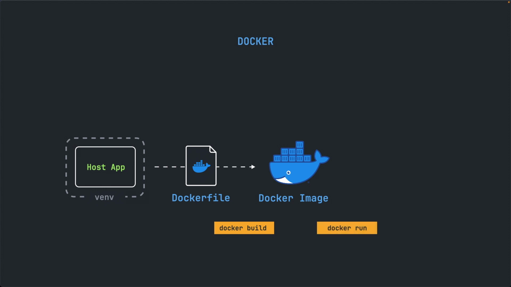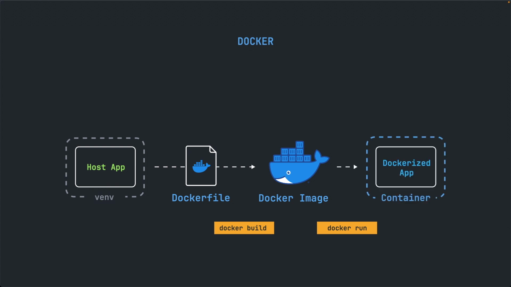When we run the docker run command, Docker uses this image to create and start a Docker container. This container is running an instance of the image. You can think of the Docker image like a class and the container like an instance of that class.